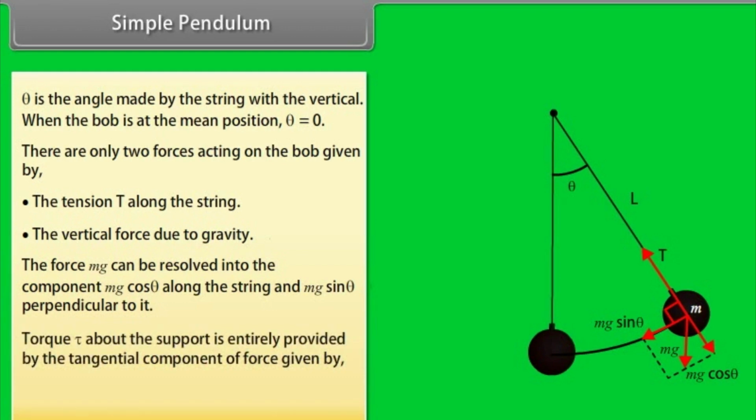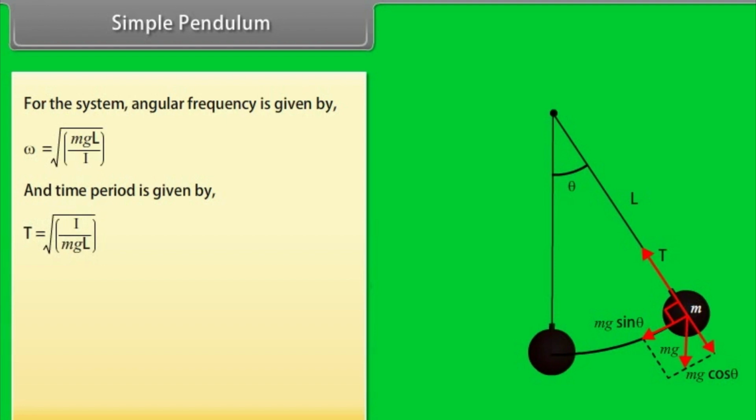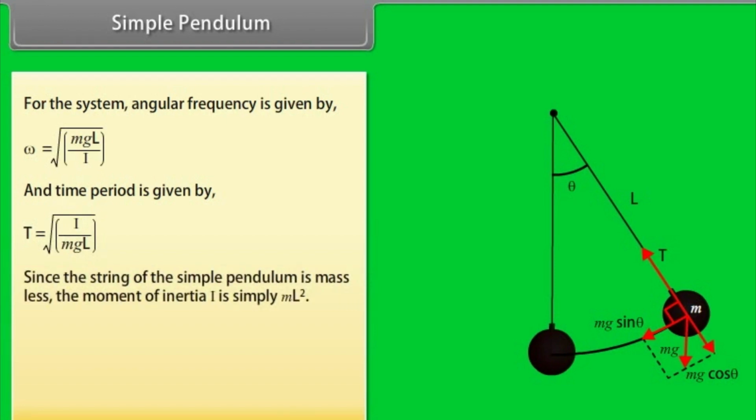Torque about the support is entirely provided by the tangential component of force, given by tau is equal to minus L mg sin theta. For the system, angular frequency is given by omega is equal to square root of mgL upon I, and time period is given by T is equal to 2 pi square root of I upon mgL. Since the string of the simple pendulum is massless, the moment of inertia I is simply mL squared. Now, the time period of a simple pendulum is T is equal to 2 pi square root of L by g.